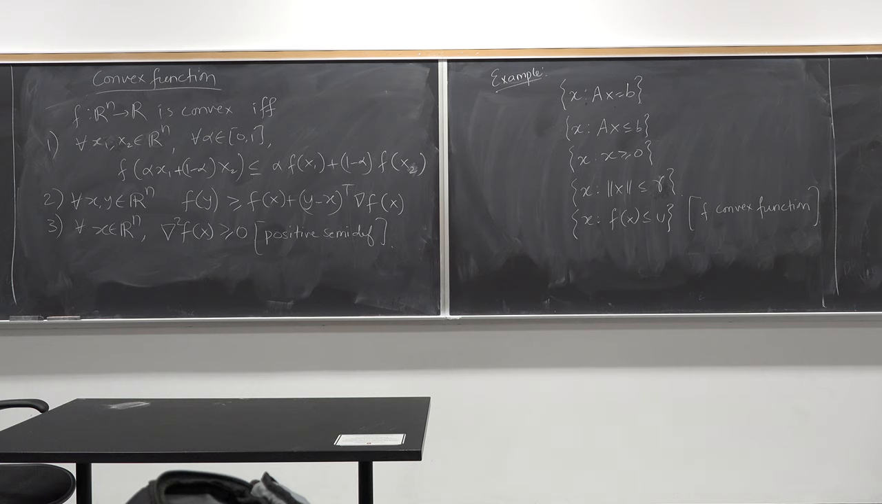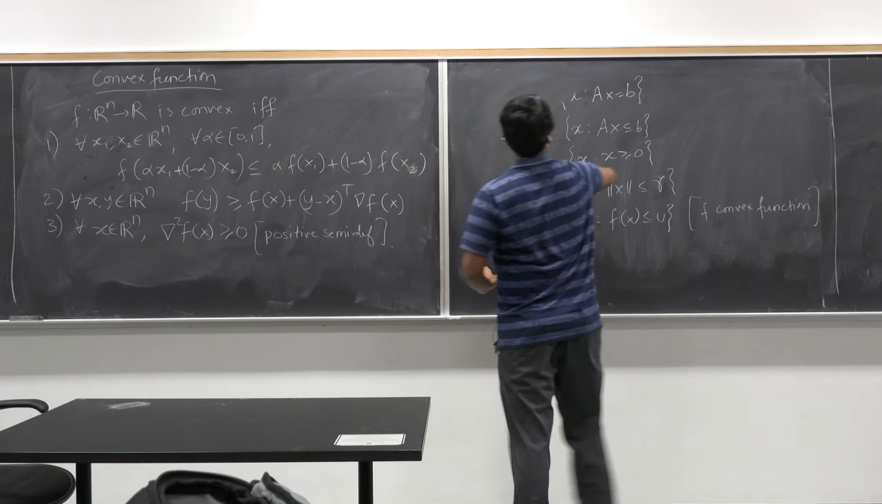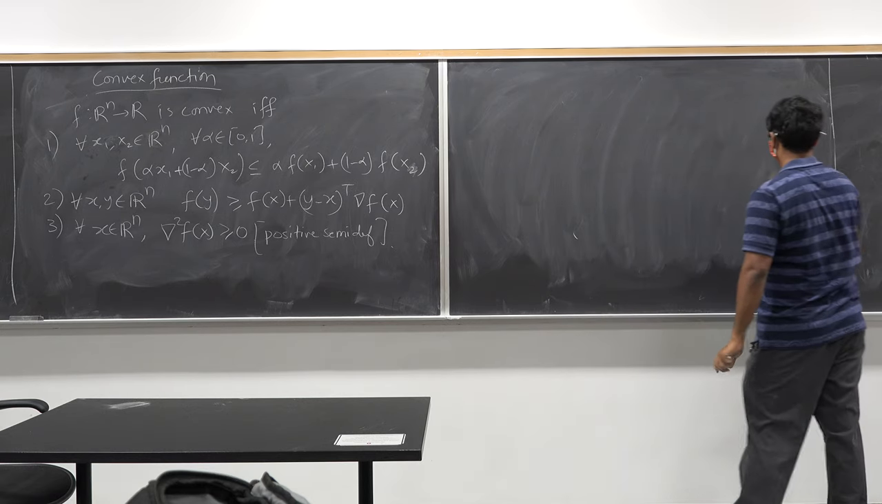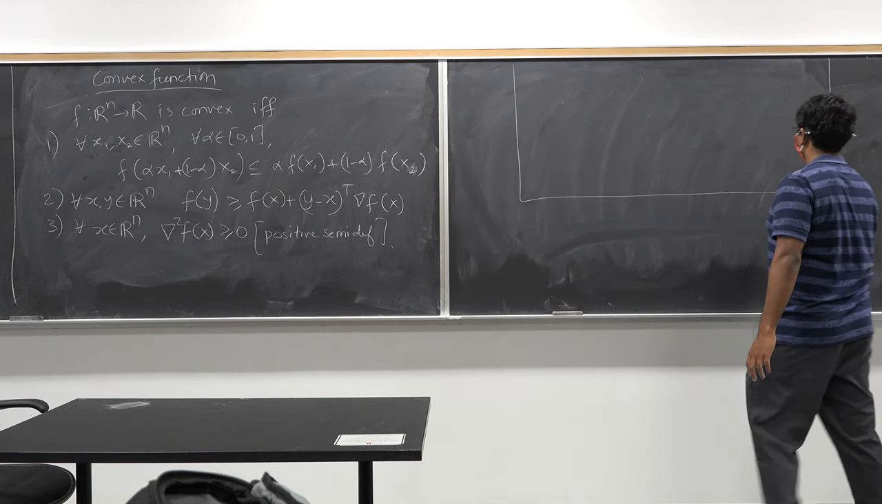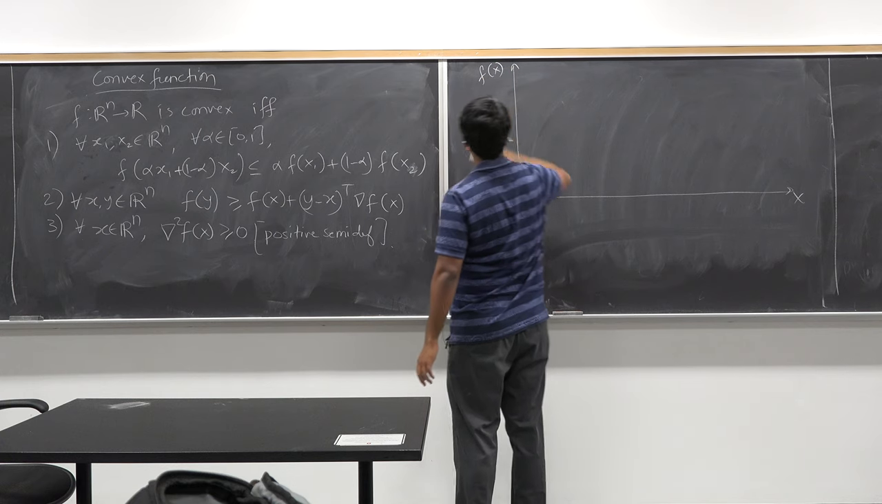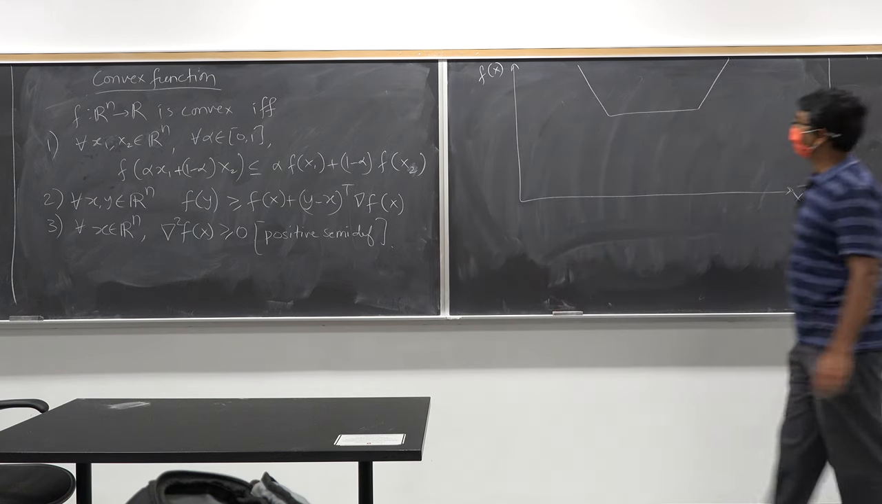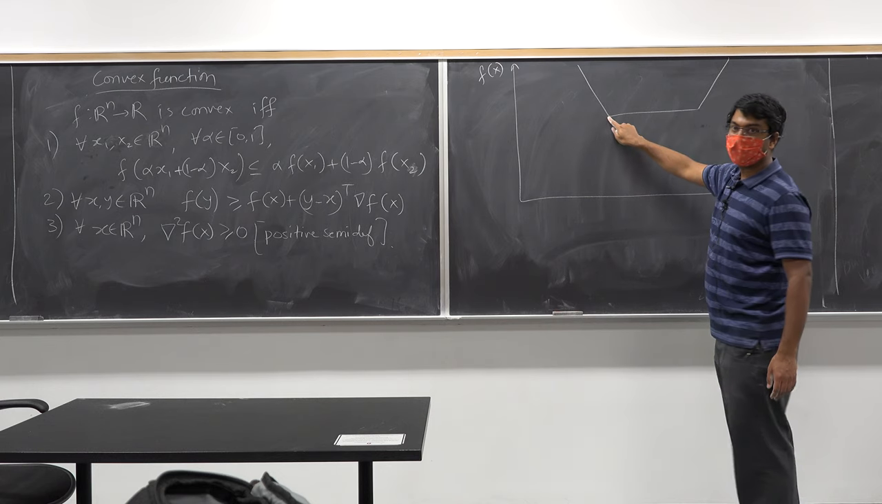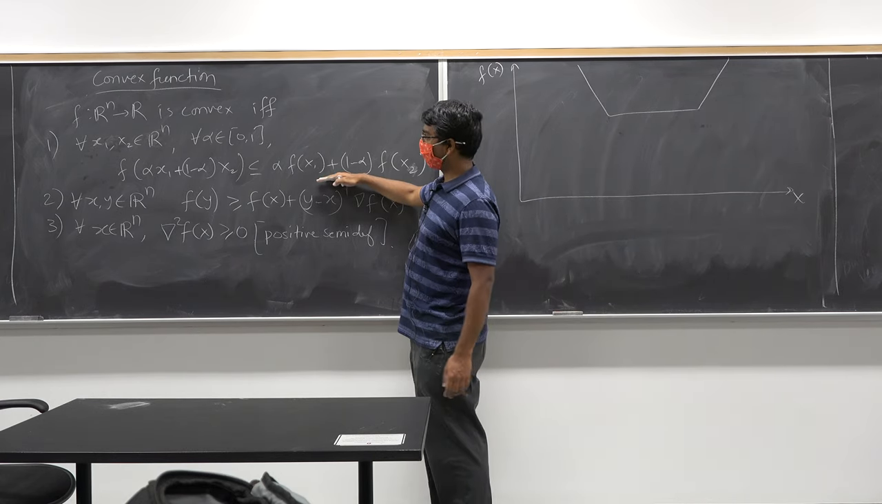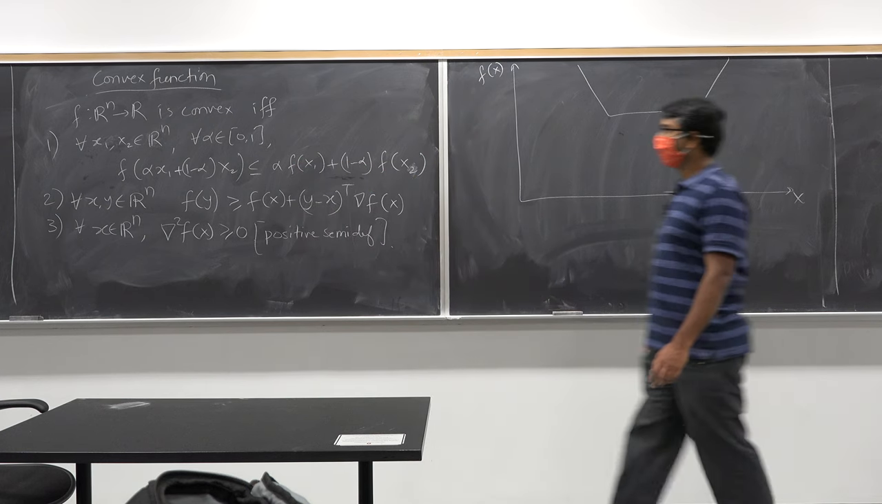Okay, so the first definition says that it doesn't require differentiability or anything. Any function, as long as it satisfies this condition, is a convex function. So let's look at an example. This is x, this is f(x), and I have a function f that looks like this. Because it's not differentiable at this point and at this point, this is the only definition I can use to guarantee whether that function is convex or not.